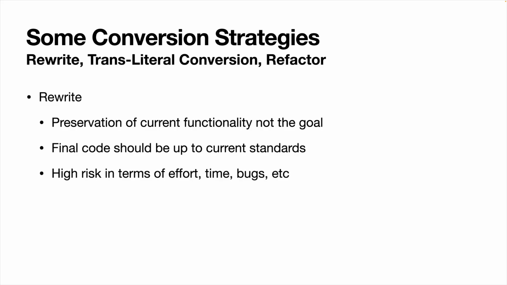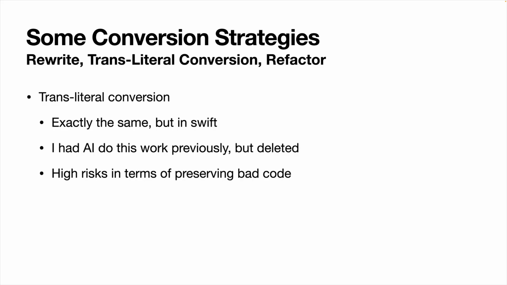So that's one solution. Another one is the transliteral conversion. It's exactly the same, but in Swift, which is what the AI will do. So you just take that code and rewrite it in Swift. And the problem with that is you're at high risk of preserving bad code, especially if it's being done by the AI and the AI isn't taking it upon itself to make things better.